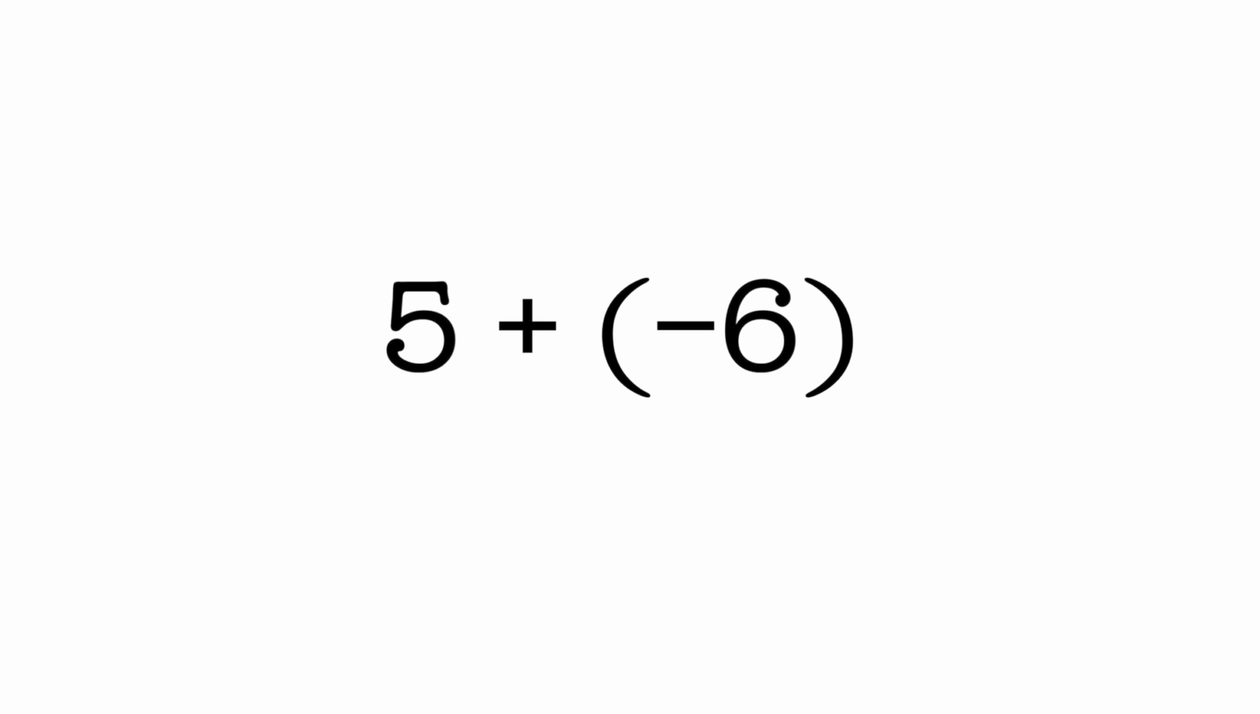5 plus negative 6. Now notice we have that unnecessary addition sign. So I'm going to rewrite this as 5 minus 6. Now I have positive 5 and negative 6. Positive 5 and negative 6 are on opposite teams, so I'm going to subtract 6 and 5 and keep the negative sign since the negatives are the winning team. This expression simplifies to negative 1.